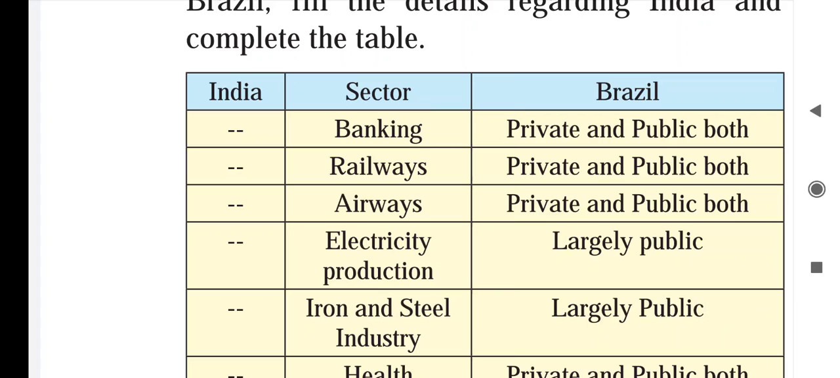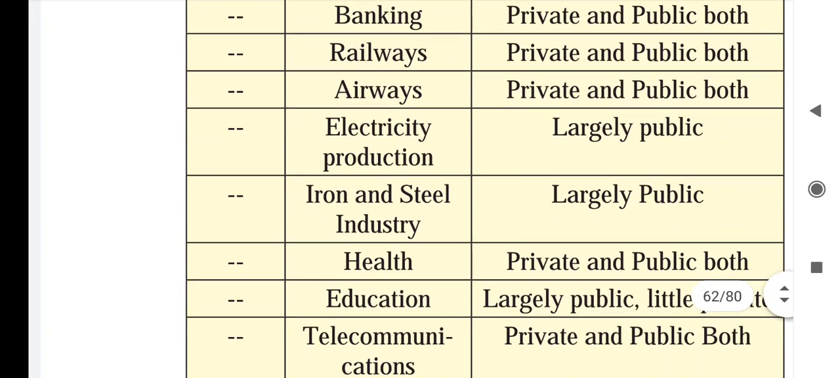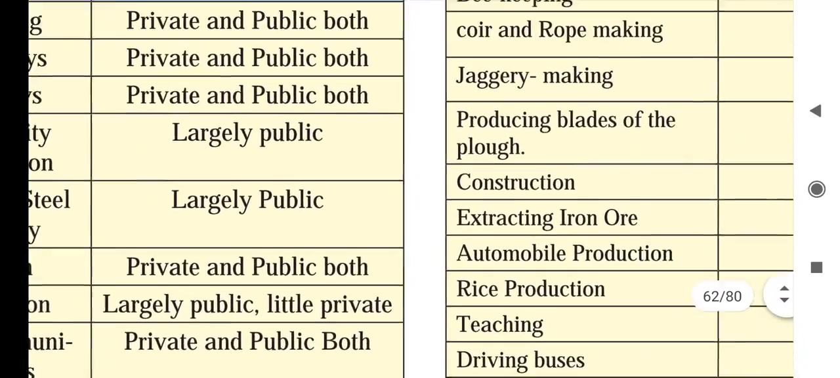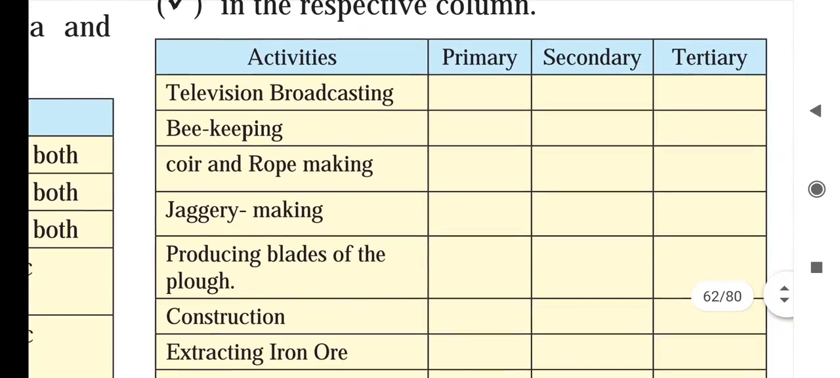Banking, in India both private and public sectors are there. Railway, we have only public sector. Airway, both private as well as public. Electricity production, here we have public only. Iron and steel industry, both public and private. Health, public and private. Education, also public and private. Telecommunication also. So in this way we have completed one activity.